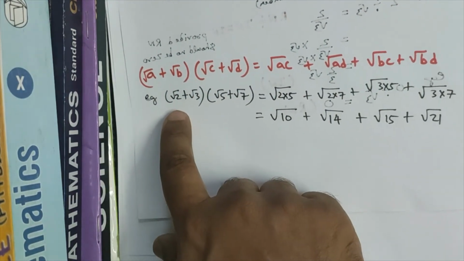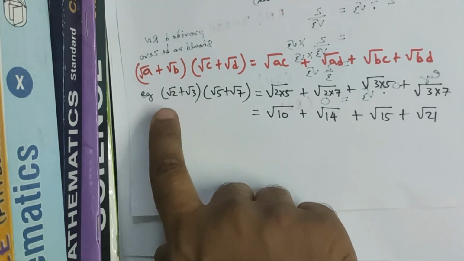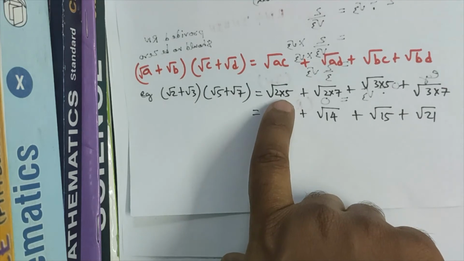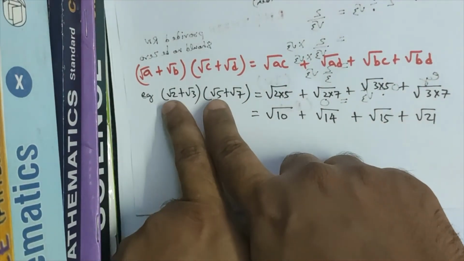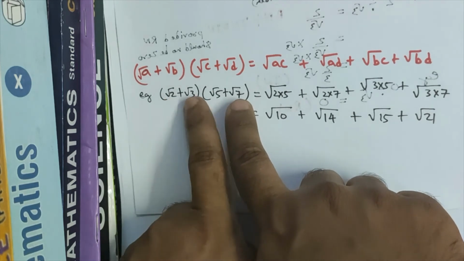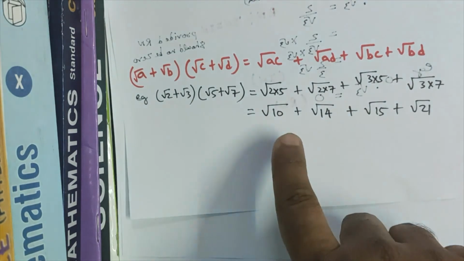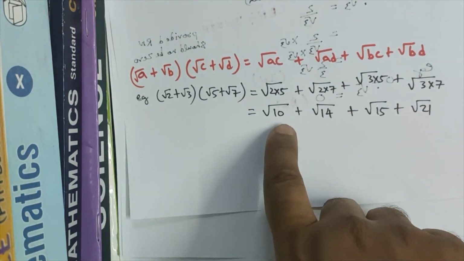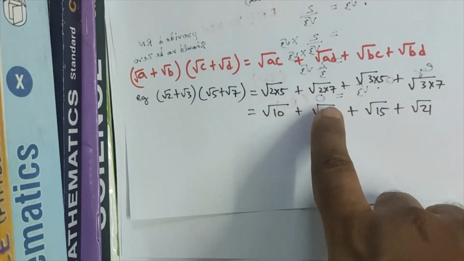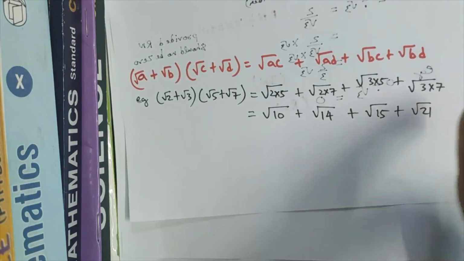So example, root 2 plus root 3 into root 5 plus root 7. It will be root of 2 into 5 plus root of 2 into 7 plus root of 3 into 5 plus root of 3 into 7. That is, 2 fives are 10, root 10 plus root 14 plus root 15 plus root 21.